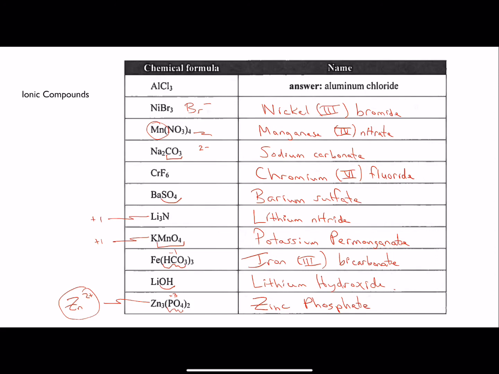So I hope this helps you a little bit in determining the name for the chemical formula for an ionic compound.